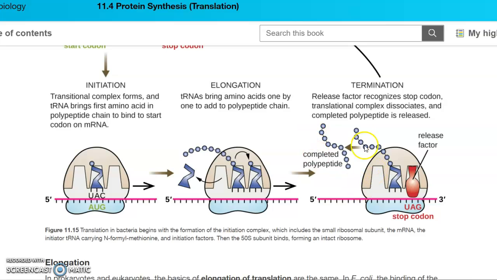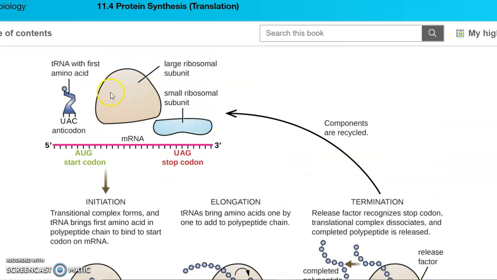The polypeptide here, our protein, is going to be released, and the ribosome is going to disassemble back into its two subunits. And then the mRNA is going to be recycled into making another of the same protein, or we're just going to snip it all apart and reuse those nucleotides to build some other mRNA strand.